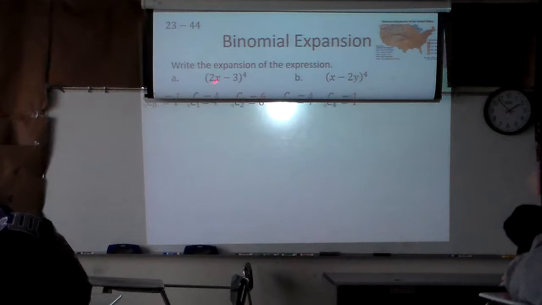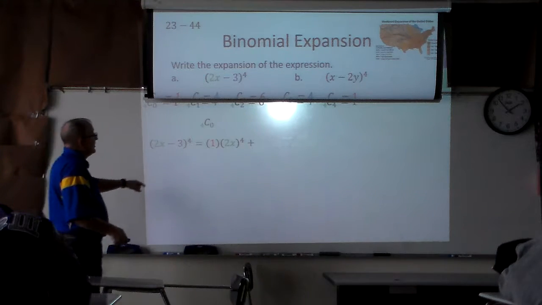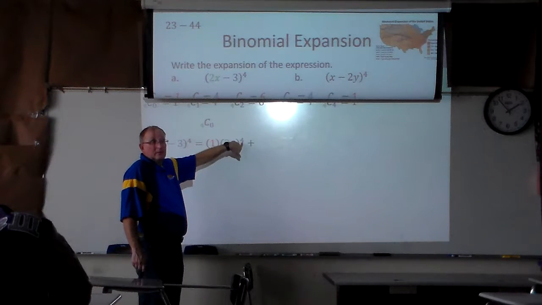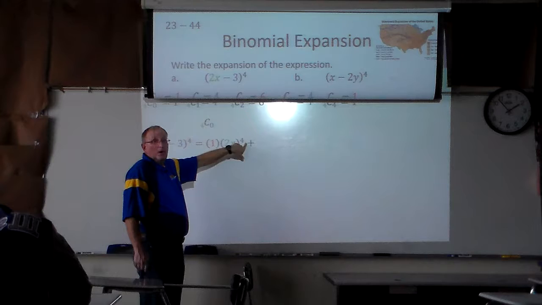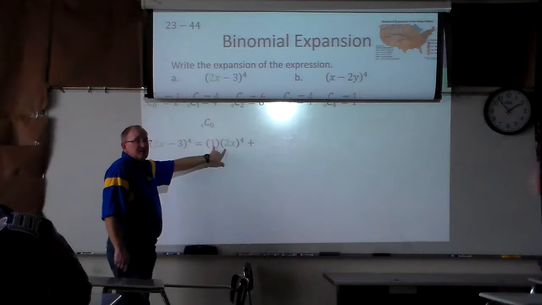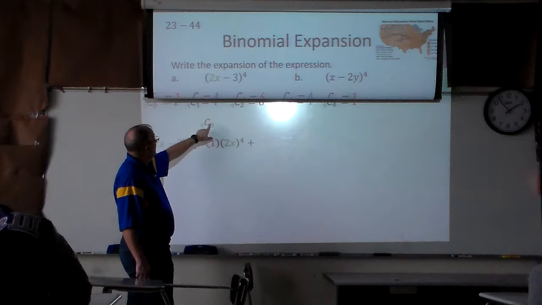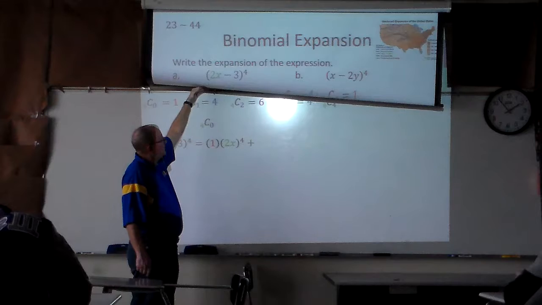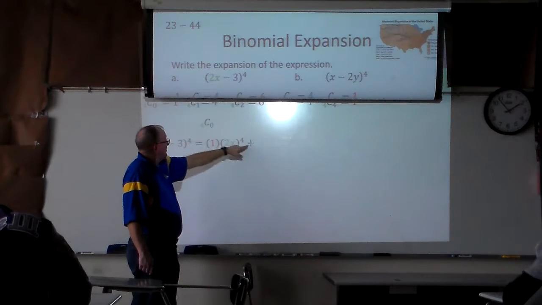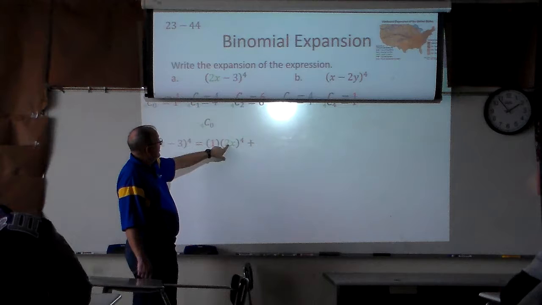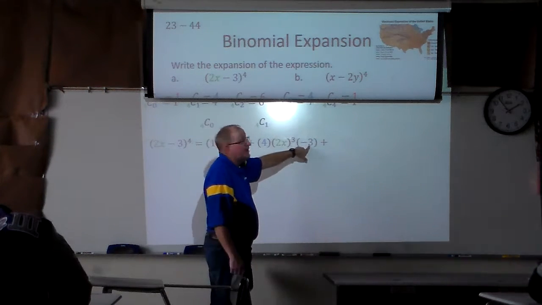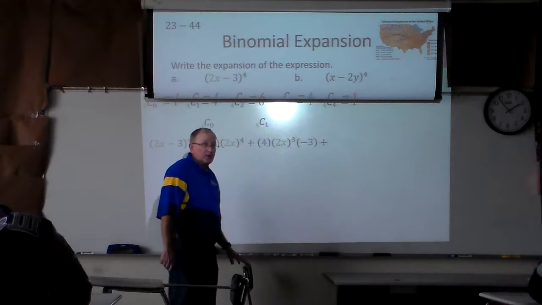So I'm going to use those coefficients up here. Here we go. The first coefficient is 1, and the exponent's 4, right? So that means I'm going to have 2x to the 4th power, and are there any y's? No, there's no y's. So what I'm going to do next is move over to my next coefficient, which happens to be 4. So I'm going to have a 4 here, and this is going to be 2x, not to the 4th, but to the 3rd. And my first y shows up. My y is actually negative 3.